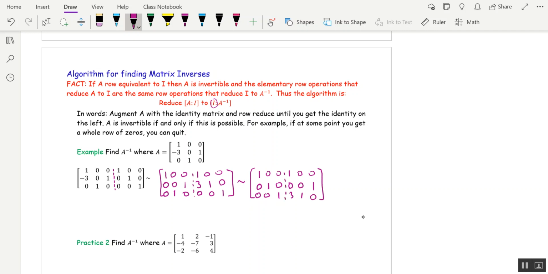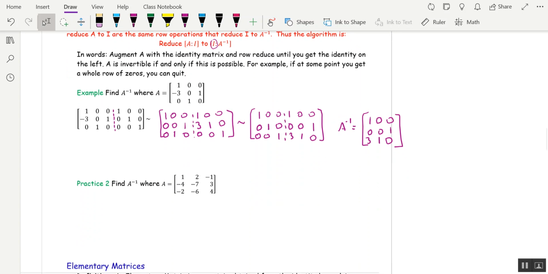So now I've got the identity on the left, so I know that A inverse is what's right here. It's a 3 by 3 that's left. 0, 0, 0, 0, 1, 3, 1, 0. All right, so you should pause the video and go ahead and apply that algorithm to this matrix and find the inverse. I put the answer at the end, but I didn't do the computation, so that's on you.